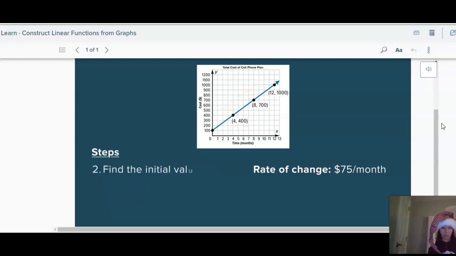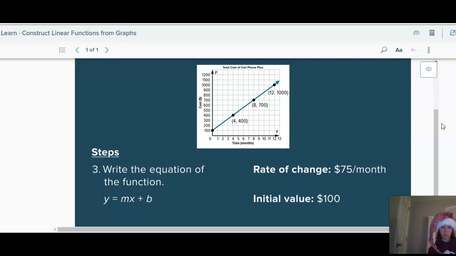Next, find the initial value. The initial value of the function is the y-intercept, or the value of y when x equals 0. For this graph, the initial value is 100. So the initial cost of the cell phone plan is $100. You can use the rate of change and initial value to determine the equation. Use the slope-intercept form of a linear equation. Substitute the rate of change for the slope, m. Then substitute the initial value for the y-intercept, b. The equation of the function is y is equal to 75x plus 100.